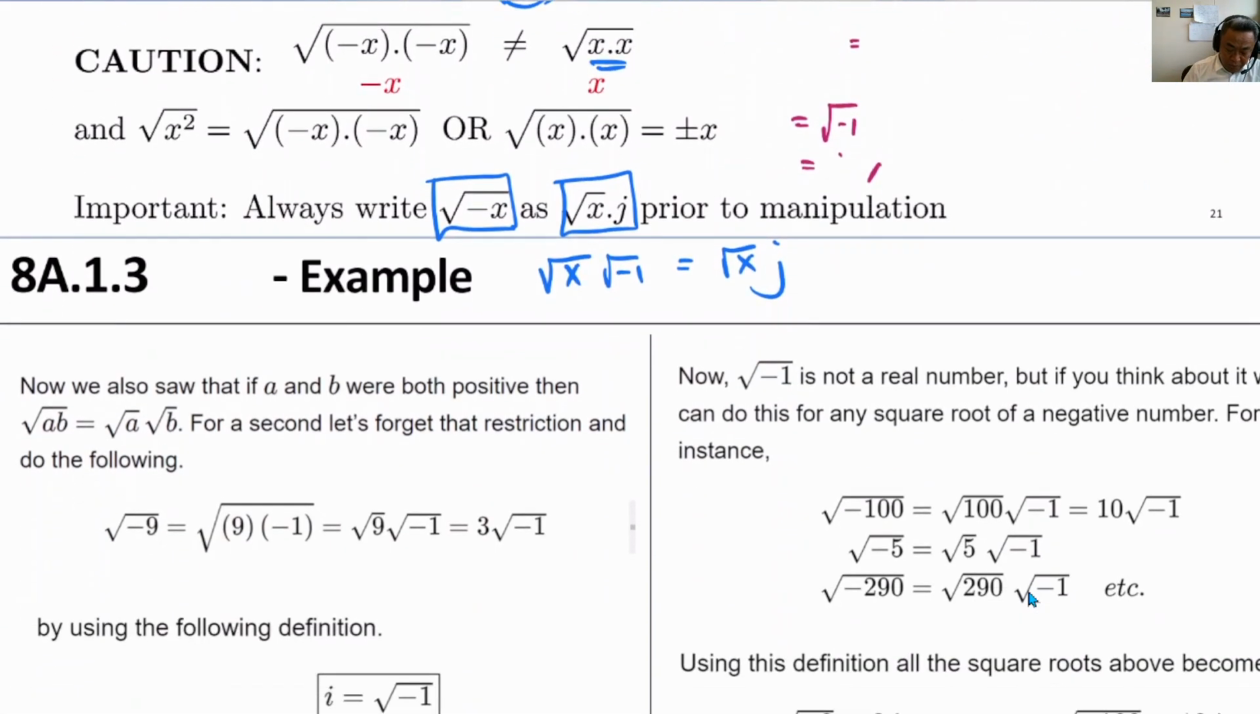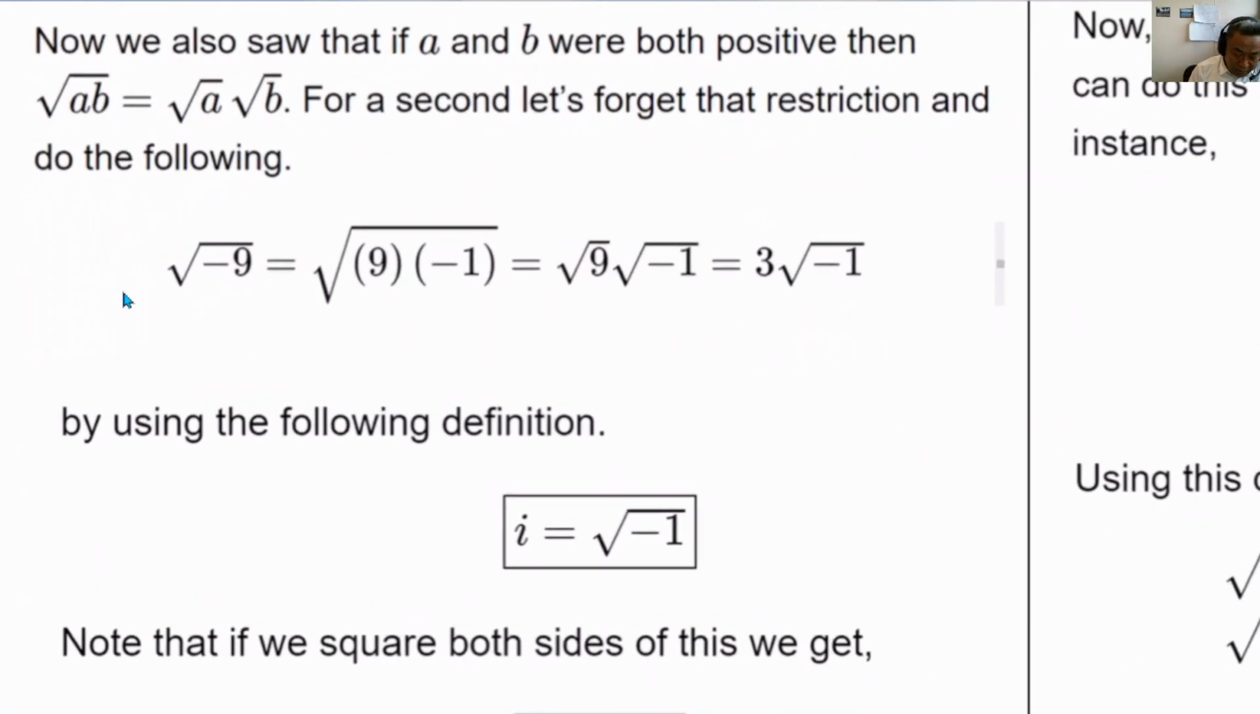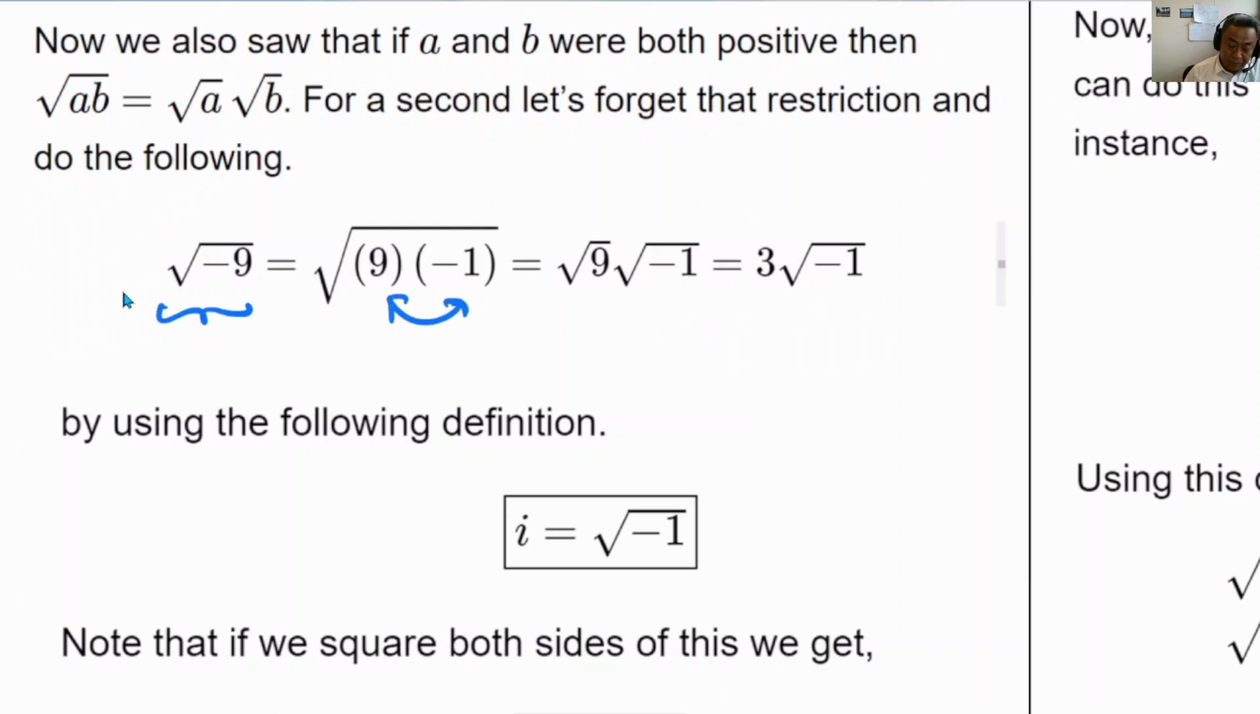In the next slide, we'll show you some examples. These are really self-explanatory, so I will not go through them. But I think maybe the take-home message is this. We have the square root of minus 9. We are going to deal with it by breaking minus 9 into 9 times minus 1.